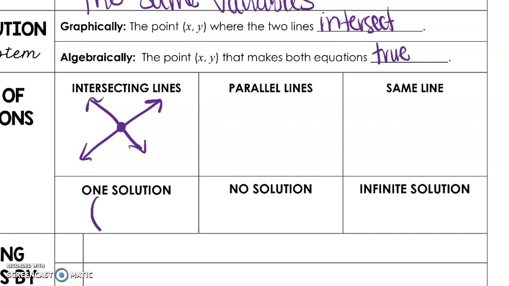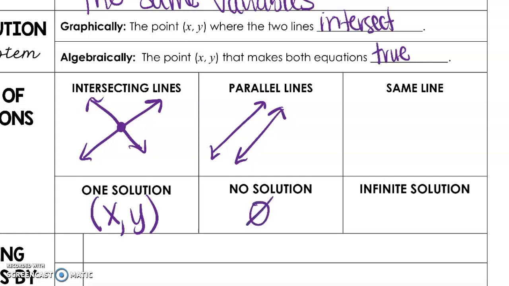So if they intersect one time, you are going to write an ordered pair, x comma y, where they intersect. You do not have to write the words "one solution." You just write the actual numbers. The other thing that could happen is you have parallel lines. Those lines will never intersect. So what that means is you can find no numbers to plug in to make both equations true. So you can either write out the words no solution or you can put a 0 with a slash through it.